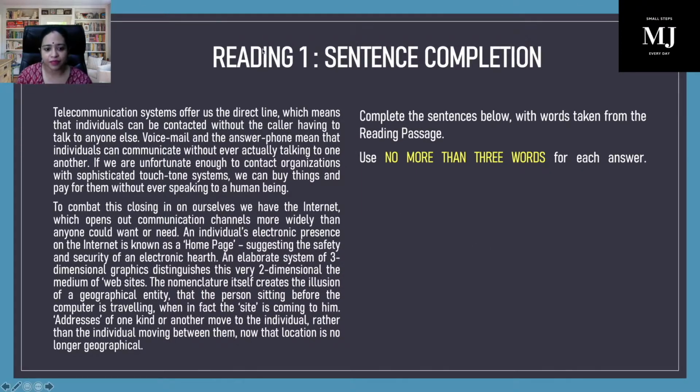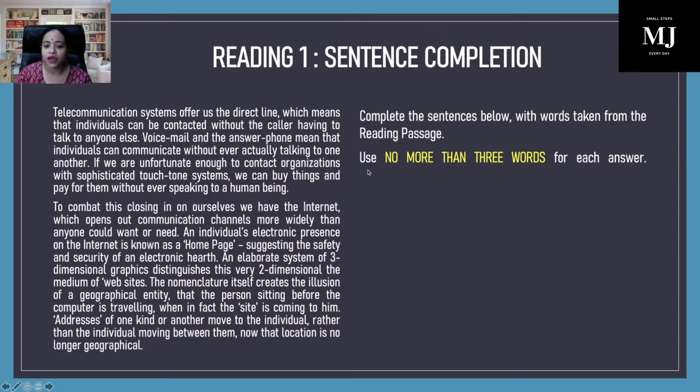Let's see, guys. So this is reading passage 1 and we are on sentence completion. Like this, you will get your passage, guys. And like this, you will have your instructions, which are very important. Let's read through them. Complete the sentences below with words taken from the reading passage. So answers are from this passage only.